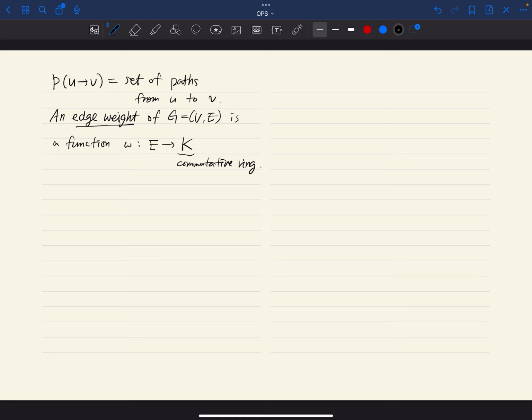And the weight of a path: once we have an edge weight, the weight of a path P, say V0 to Vn, is defined to be W(P). It's just the product of all the edge weights. You just multiply the weight of each edge in that path.